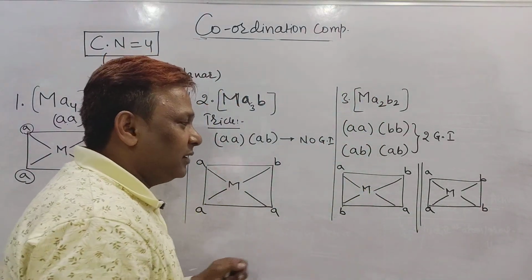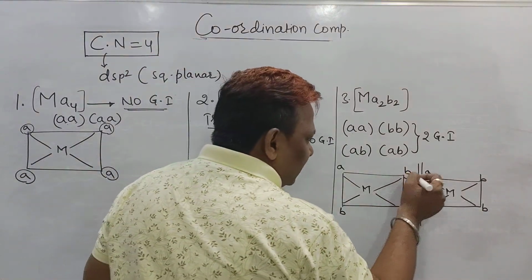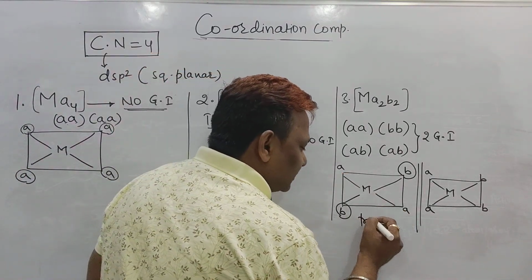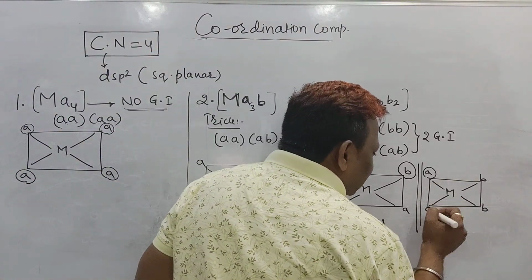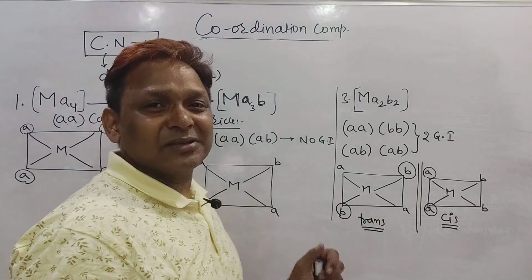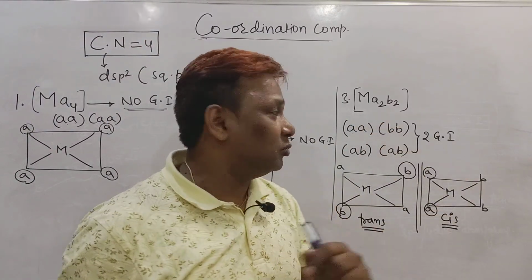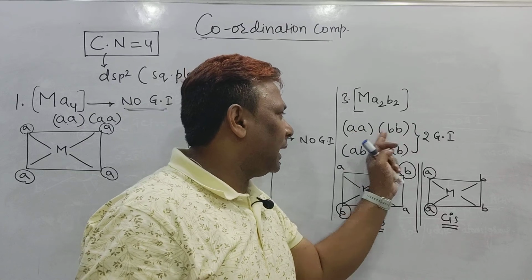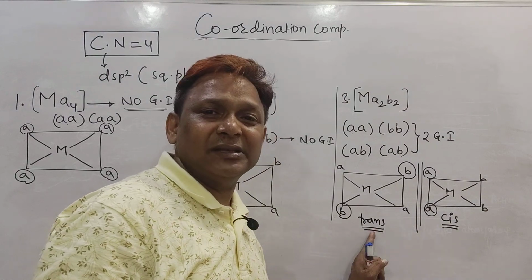Now I will ask you, among these two, which is cis and which is trans? How to identify? See beta, your B and B are on opposite sides. Obviously, sir, A and A are also on opposite sides. Opposite side is called trans. But A and A are on the same side, B and B on the same side. So it is called cis. So they will ask you the question: MA2B2 can show how many geometrical isomers? 2. How do you know it is 2, beta? We made the pairing AA, BB, AB, again AB: 2. In those 2, one is the cis form, the other one is the trans form.